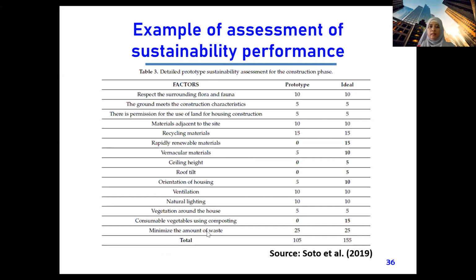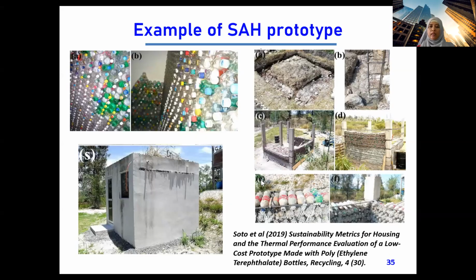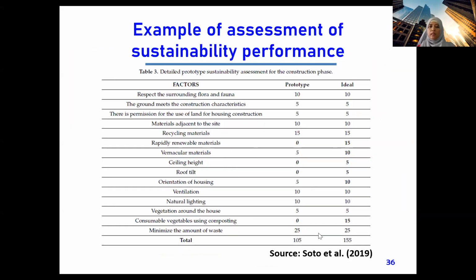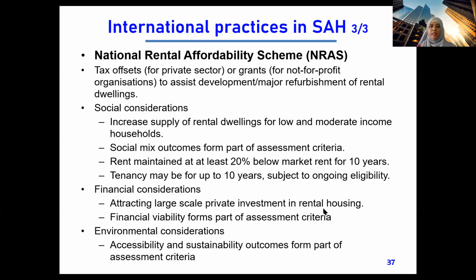So the factors, okay, the prototype, these are the ideal. So this is the score. Okay, the ideal means the full mark. So for this particular house just now, you have all these indicators. Okay, it scored 105 out of 155. So in terms of sustainability performance, this is quite good. So after this, if they want to pursue a larger scale, they can, from this particular prototype.